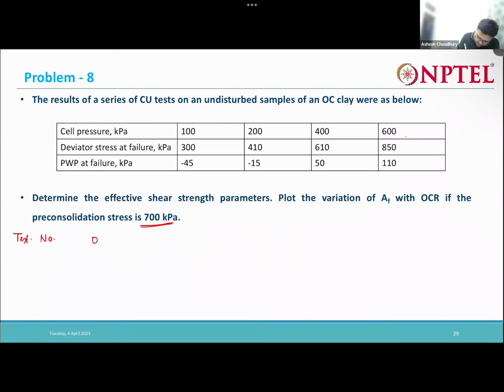Then it will be sigma 3 at failure. It's nothing but my cell pressure at failure. So my second column will be my deviator stress at failure. So what is my deviator stress at failure? Sigma 1 minus sigma 3. My deviator stress at failure is nothing but this.